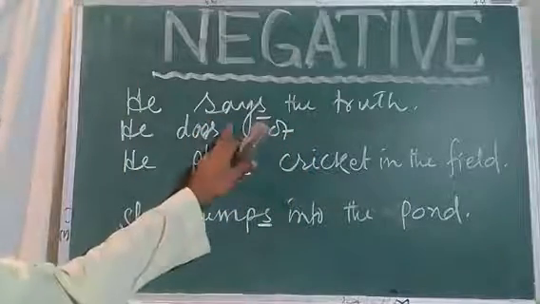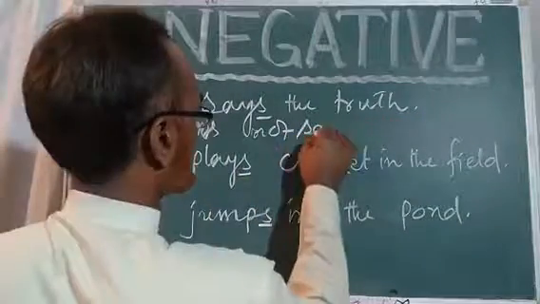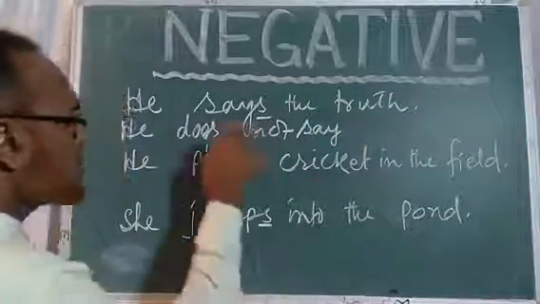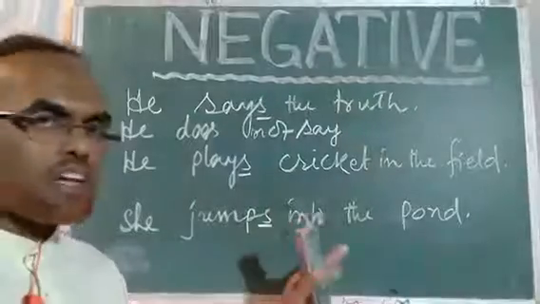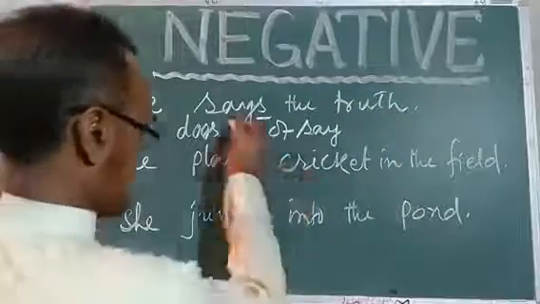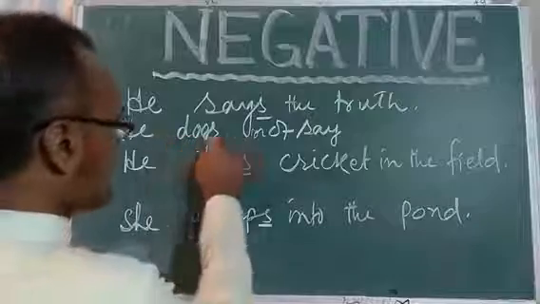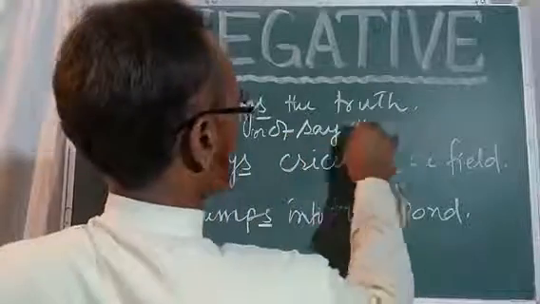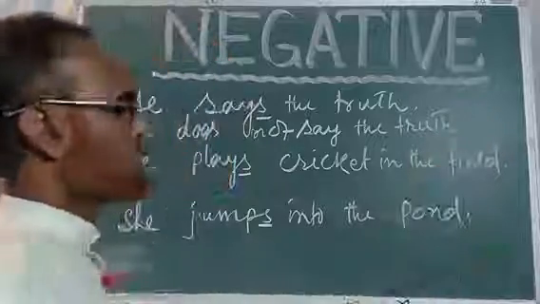Then what shall we write? Then the main verb of the sentence without s or es. That is, says becomes say. He does not say the truth.